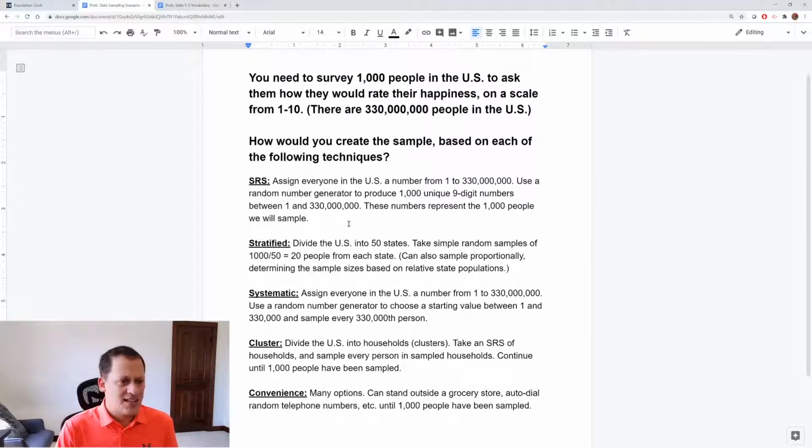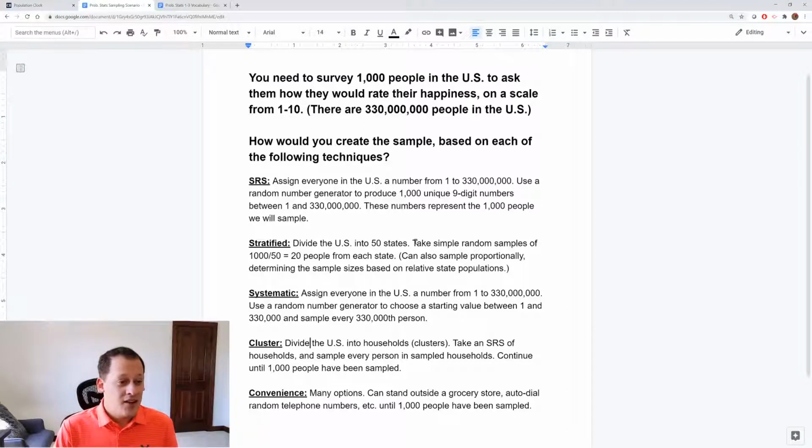And none of these are particularly easy, but I would say that stratified and cluster are a lot more reasonable than SRS and systematic. There's no way you're going to be able to number the population in this example. So those are super not going to happen. Stratified and cluster, you could theoretically do that.